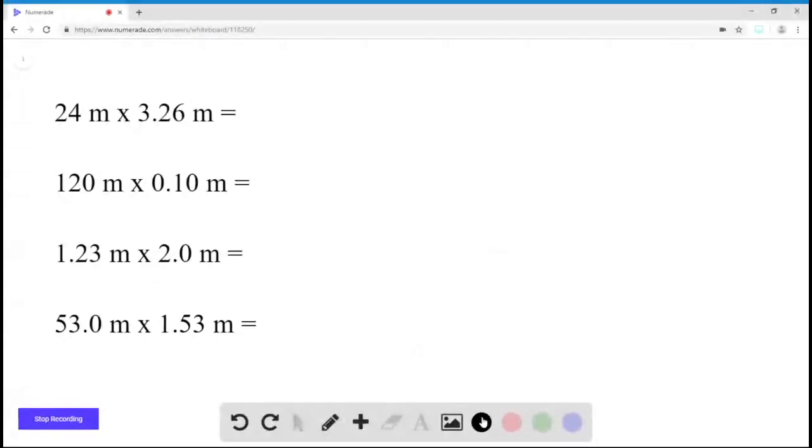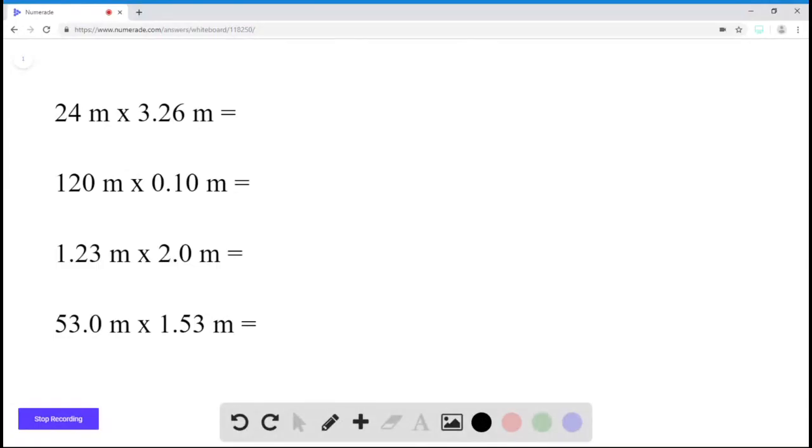Okay, so this question wants you to perform the following calculations and then round the answers. So let's look at the first one. We have 24 meters times 3.26 meters. If we multiply these values together, we get a value of 78.24 meters.